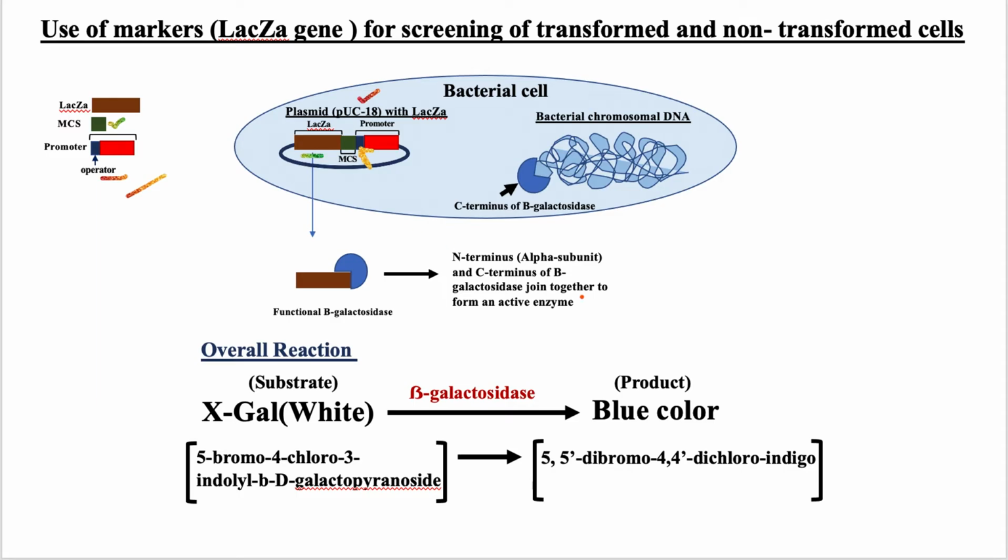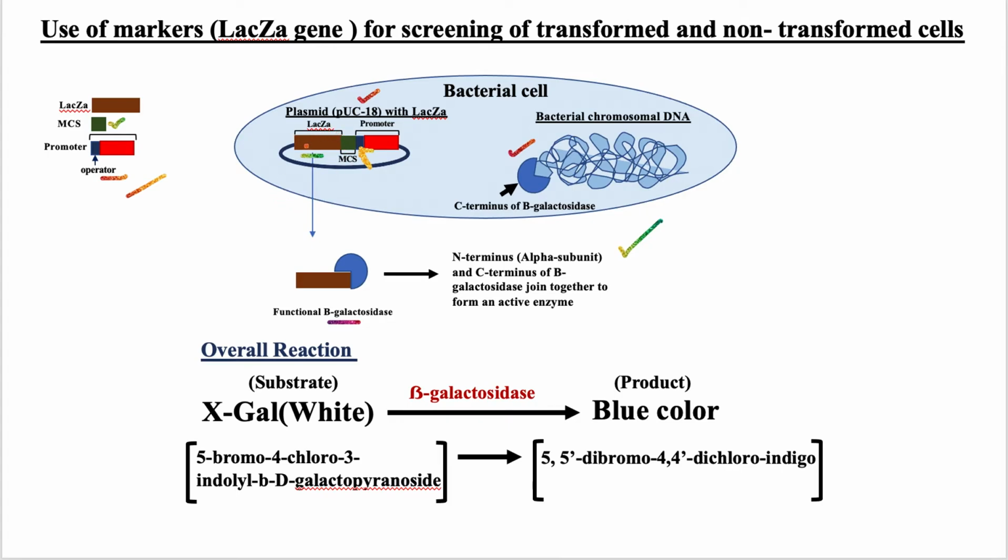So the lacZ alpha gene basically codes for the N-terminus, the alpha subunit, of beta-galactosidase. So how does this system work? The bacterial chromosomal DNA will have one half of the beta-galactosidase gene, and the plasmid will have the other half. If we want a functional beta-galactosidase enzyme, then the products of these two genes are needed. The N-terminal part of beta-galactosidase will be expressed from the promoter in the plasmid, that is lacZ alpha.